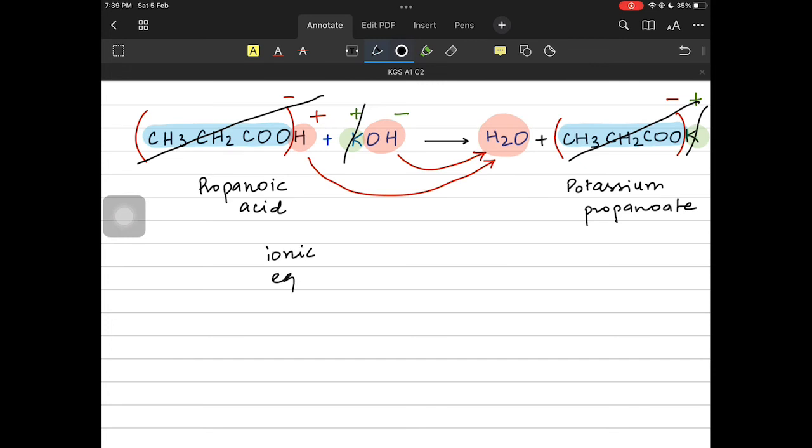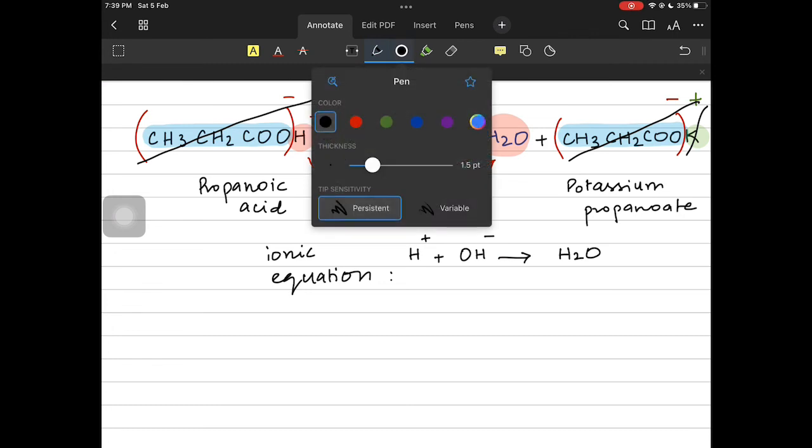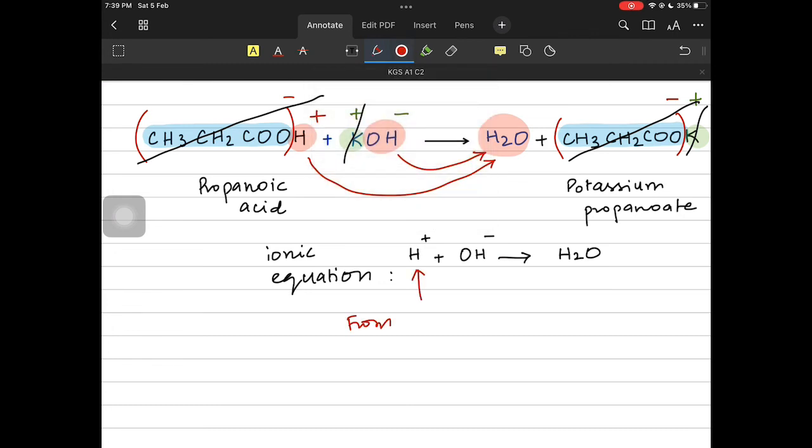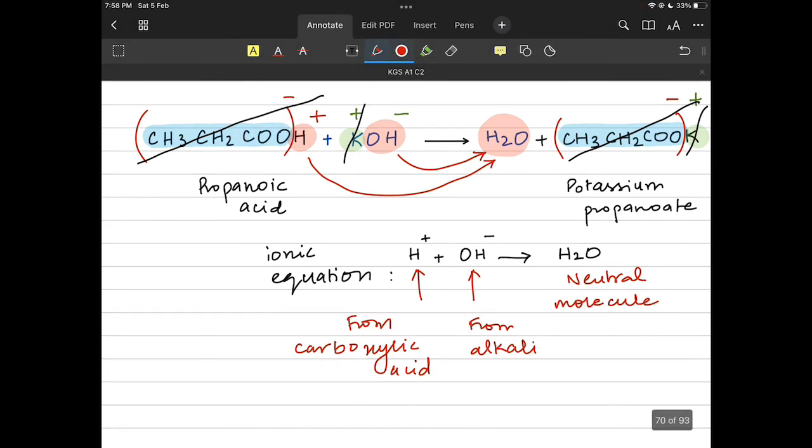So if you cancel the ions, you get ionic equation like this, that hydrogen ion goes with the OH ion to make water molecule. The remaining part of the acid goes with the remaining part of the alkali. So carboxylic acid provides the hydrogen ion, the alkali provides the OH minus ion, and then it makes a water molecule which is neutral. This is the specific ionic equation for all neutralization reactions. So we have to remember this equation. It's always constant for all the acids.